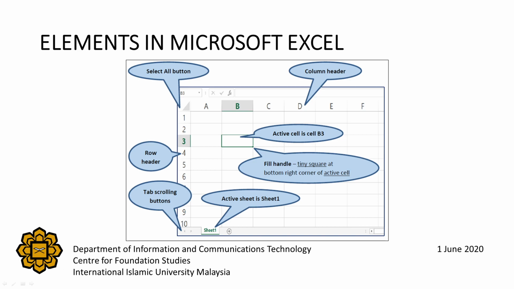And then we have the tab scrolling buttons, to scroll sheet tabs in or out of the Excel window. And then the last element we have here is the active sheet. What is the meaning of active sheet? The worksheet that is currently in view.